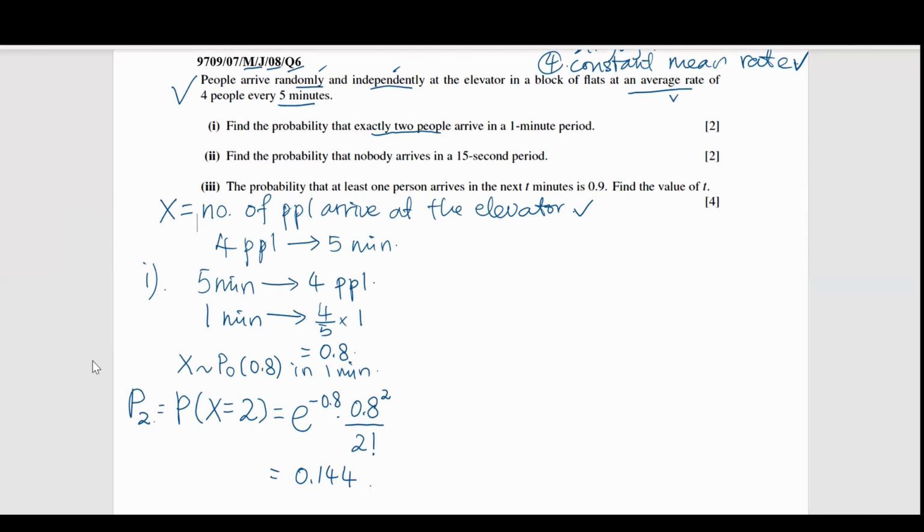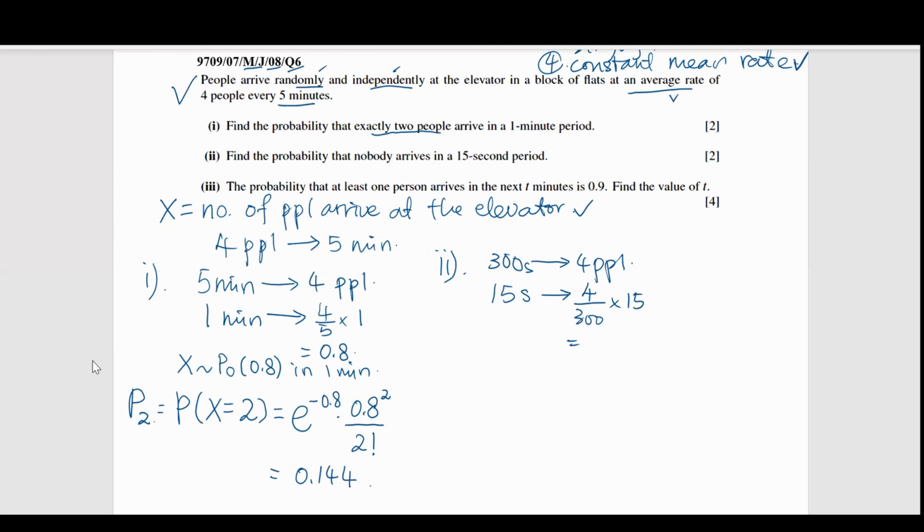Now, move on to part 2. Find the probability that nobody arrives in a 15-second period. Now it changed from minutes to seconds. So 5 minutes, in which they are expecting 4 people, means 300 seconds and 4 people. Now we are expecting a 15-second interval. What is the corresponding mean rate? Proportionally, 4 over 300 times 15.